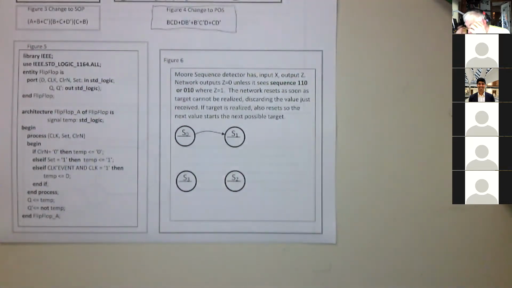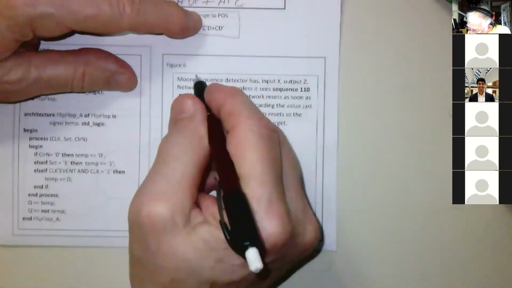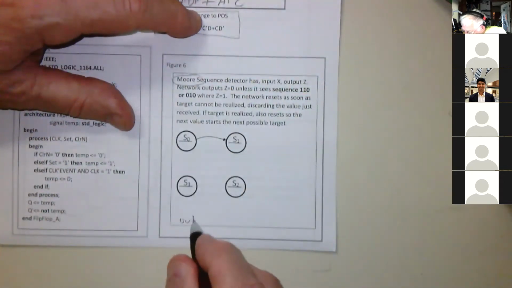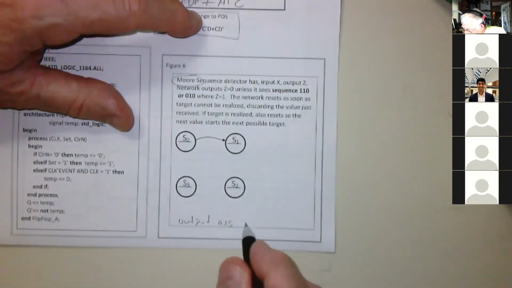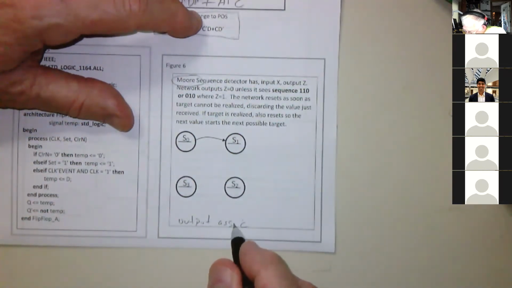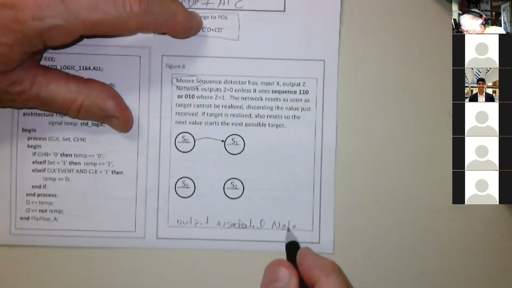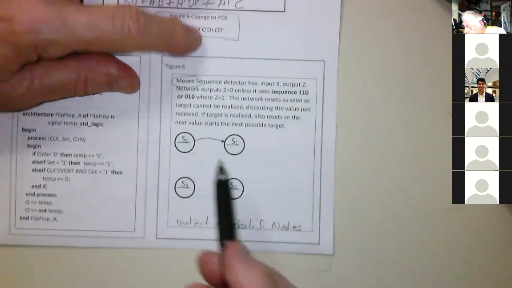Okay, so since it's a Moore machine, our output will be associated with the nodes, and not the links. Okay, so we start in S0.